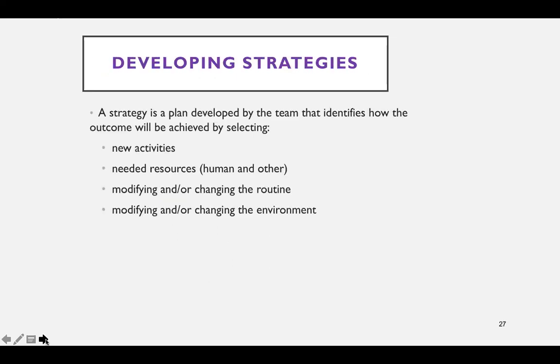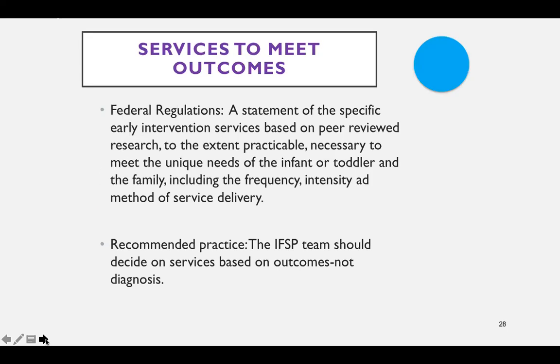A strategy is a plan developed by the team that identifies how the outcome will be achieved by selecting new activities, needed resources, and modifying and/or changing the routine or environment. The IFSP team should decide on services based on outcomes, not diagnosis. It is important to remember when determining what services and supports are needed that it is an IFSP team decision and should always be based on the outcome identified by the family and not by the diagnosis or by specific test results.